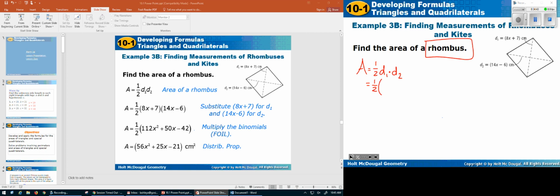What's diagonal 1? 8x plus 7. And what's diagonal 2? 14x minus 6. Now, be careful. Remember that you multiply from left to right and that the order of multiplication does not matter. What you do not do is distribute the 1/2 to the first parentheses and distribute it to the second. Okay?